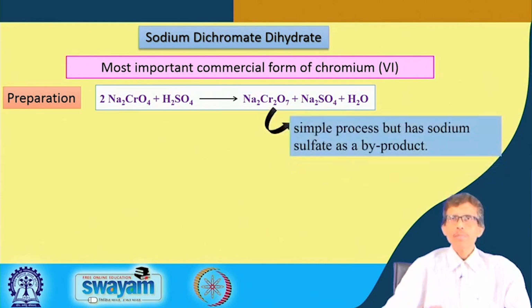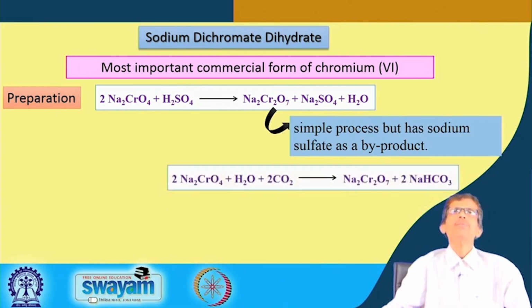It is a simple process, but it has sodium sulphate as the byproduct. When you react with sulphuric acid, obviously the sulphate will come out as sodium sulphate from the material. So, you have to take care of that amount of sodium sulphate being formed, and that sodium sulphate should be taken out.